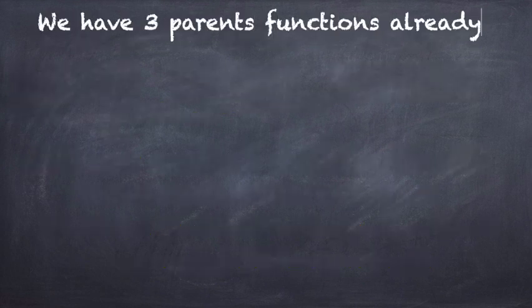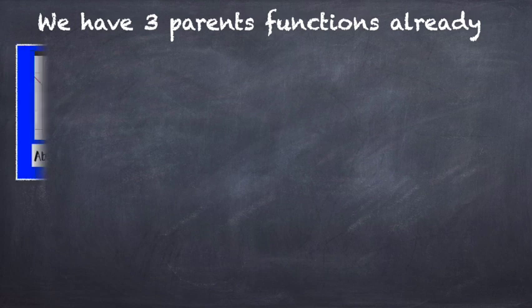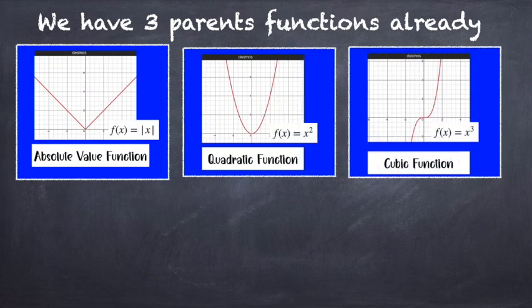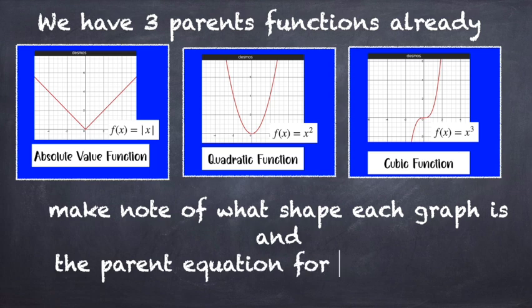We've talked about our 3 parent functions already. We're just getting these over and over again. Our absolute value, our quadratic, and our cubic. We have to know what the graphs look like. We have to know that every absolute value is a V. Every quadratic is a U. Every cubic is going to have a little funky looking, elongated S, okay? We have to know their equations. Make note of the shape and the parent equation for each one of these. We have to know them, okay?